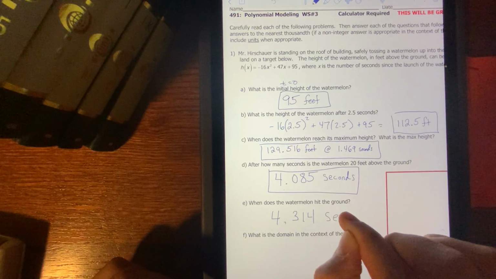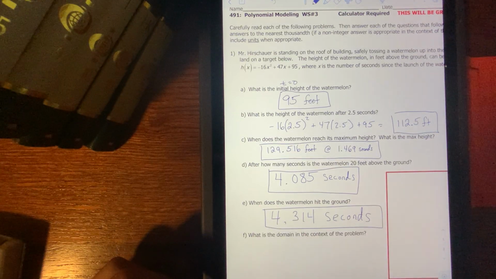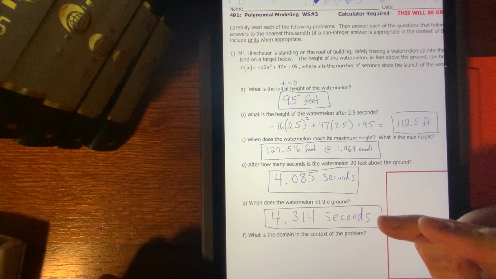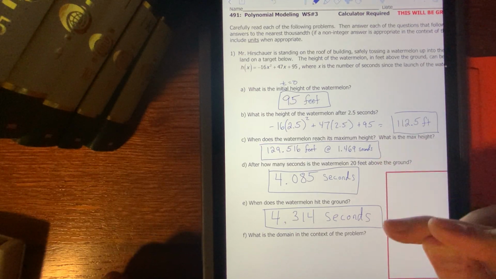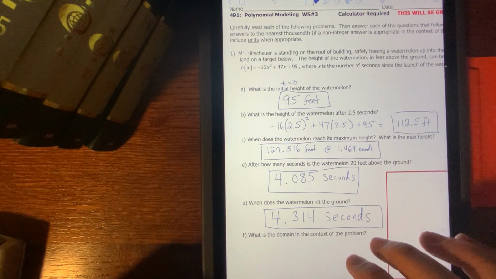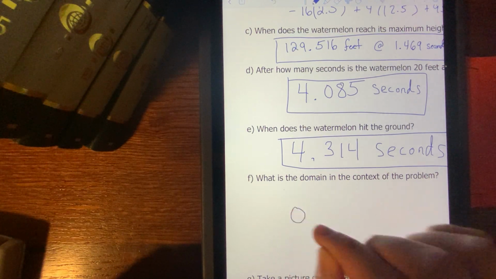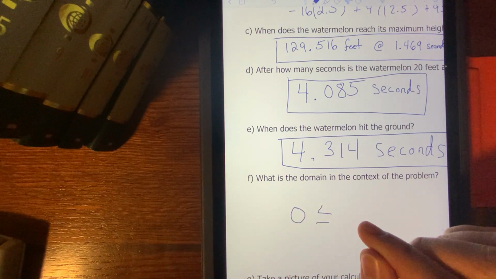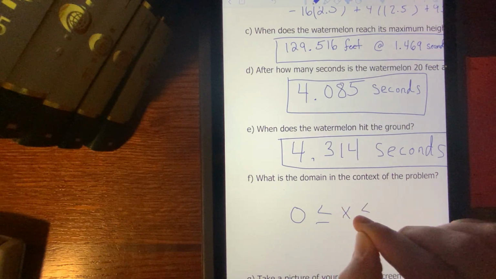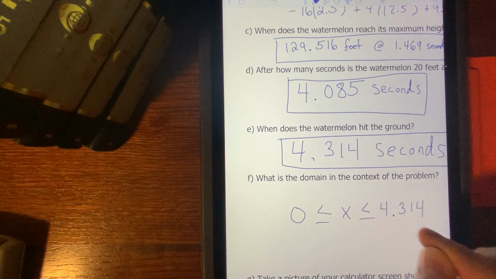4.314 seconds. Okay, so finding the max, finding the intersection, finding the 0. This is a great little summary of the 3 things you need to know how to do in this skill on the calculator and for the future. F is highly connected here. What is the domain? Well, remember it was 0 seconds because going below 0 wouldn't make sense in the context of this problem. X is in the middle. And it hits the ground after 4.314 seconds, so that's where it maxes out.